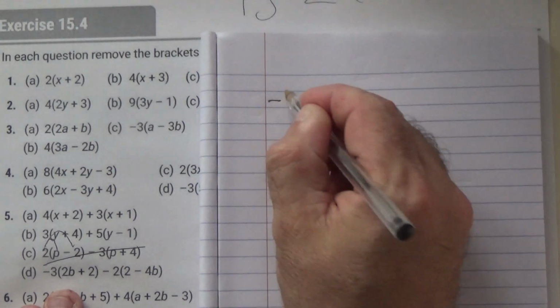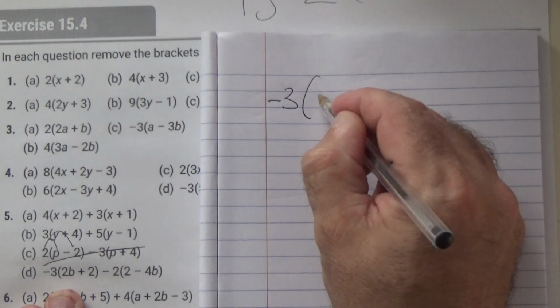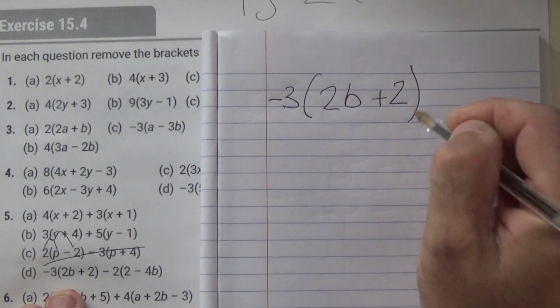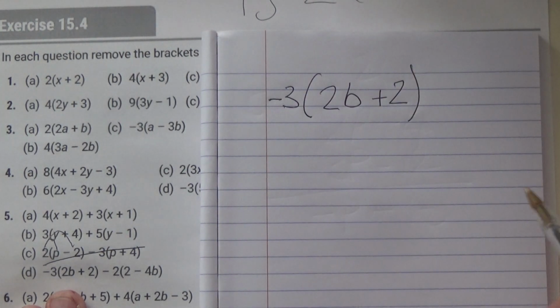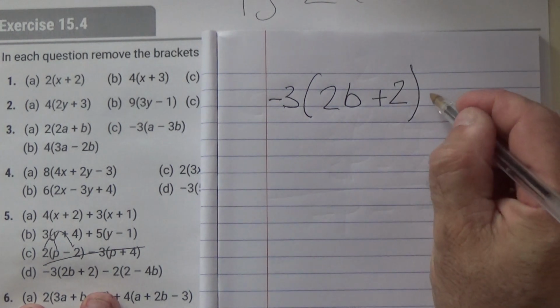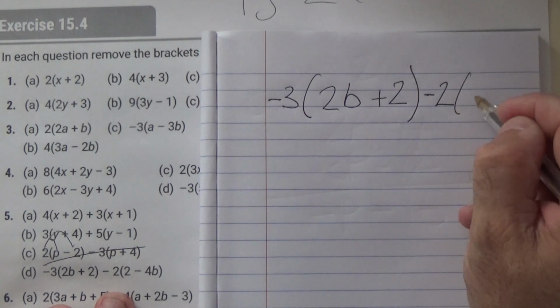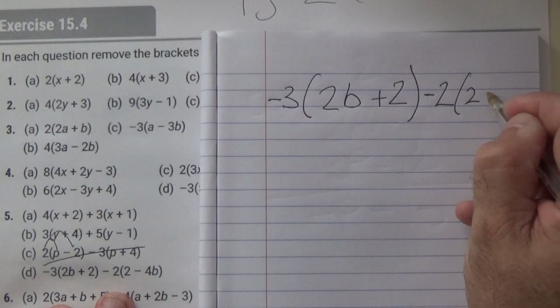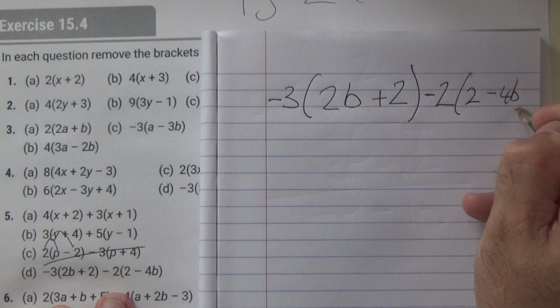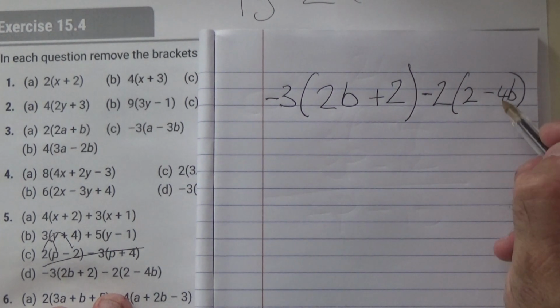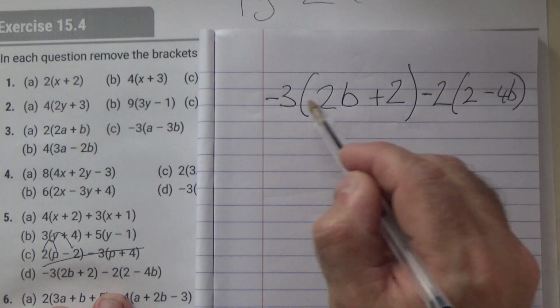Okay, minus 3 distributed onto the sum of 2b plus 2. And while you're following along with the video, you might start practicing sounding out the question the way I'm sounding it out. Minus 2 times the difference of 2 and 4b. The difference, or 2 subtract 4b.